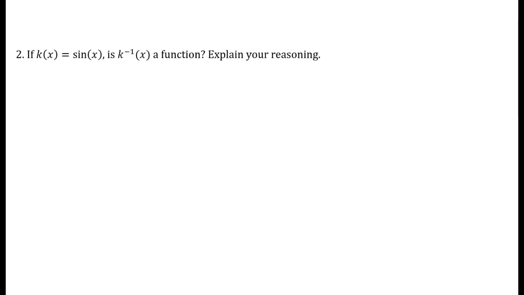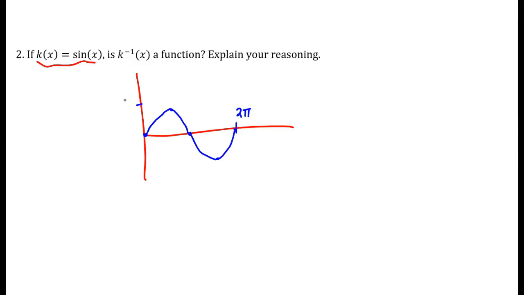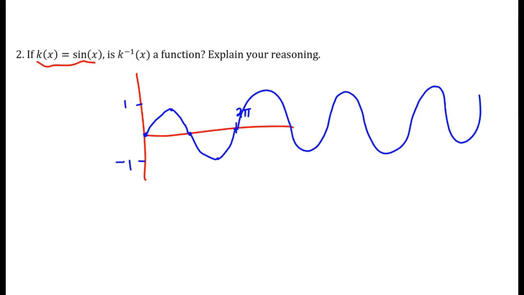And if k of x is the sine of x, is k inverse a function? So k of x is our favorite function, the sine function. And hopefully you remember from Unit 4, our trig unit, that sine starts at the midline, hits its maximum, hits its midline, down to its minimum, and back up to the midline. That's the standard sine function. That has a period of 2 pi and a range from negative 1 to 1. So that's one cycle of this. This function continues to oscillate on and on and on forever, and also in the negative direction.